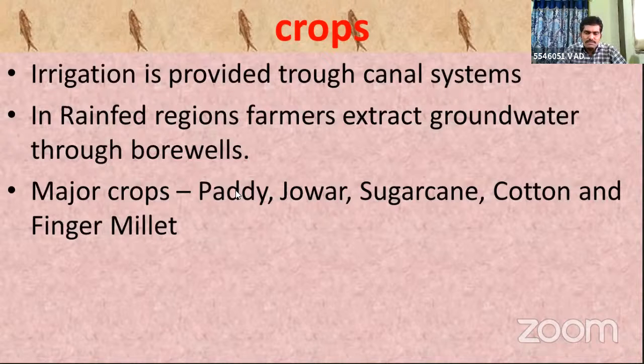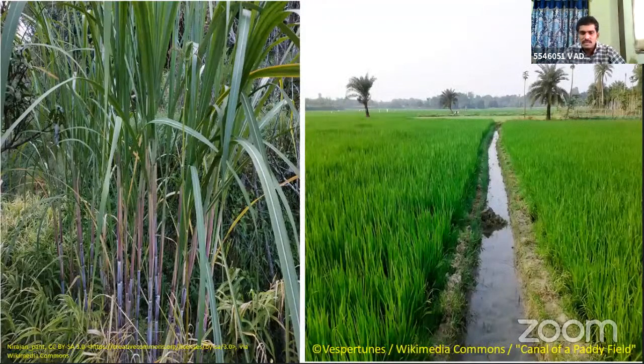So many thousands of feet they are digging bore wells and extracting the groundwater because there is no sufficient surface flow. They are depending on groundwater, but at the same time they are unable to recharge groundwater sufficiently. So that leads to depletion of groundwater in future also. At the same time, the farmers are growing crops which need more water.